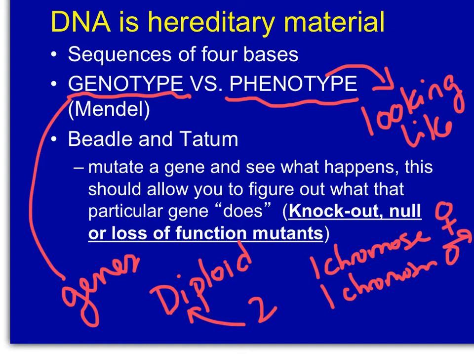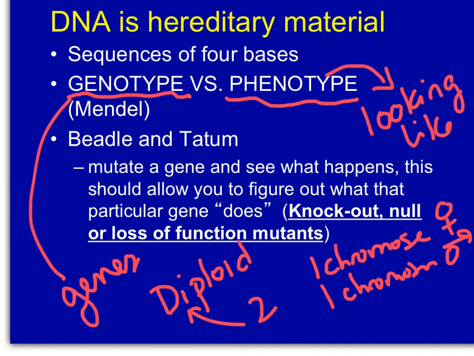So you have chromosome number 1, 2, 3, 4, 5, 6, 7, 8, 9, 10, 11, 12, 13, 14, 15, 16, 17, 18, 19, 20, 21, 22. And then your 23rd pair are your sex chromosomes. But you have 2 number 1s, you have 2 number 2s, you have 2 number 3s, etc. And for sex chromosomes, you either have XX or XY.